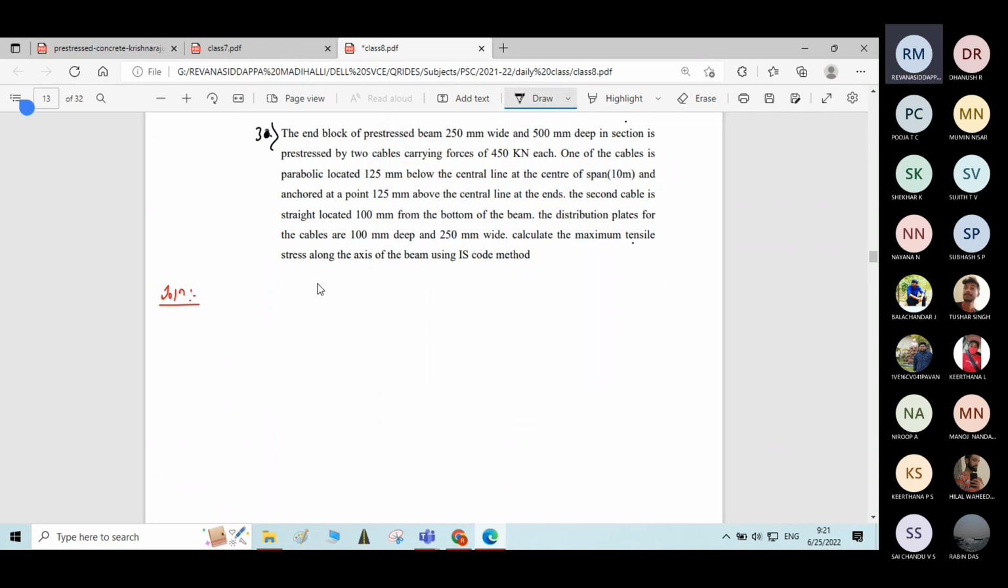It is 250 mm wide and 500 mm deep, correct? Pre-stressed by two cables carrying forces of 450 kilonewton each. Now let us write the profile of the cable in the longitudinal section of the beam. I'll write the longitudinal section now.